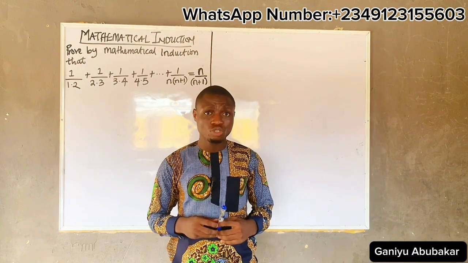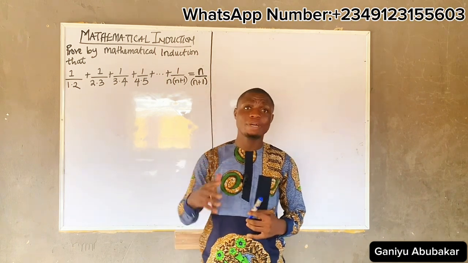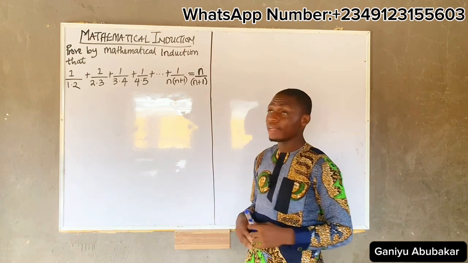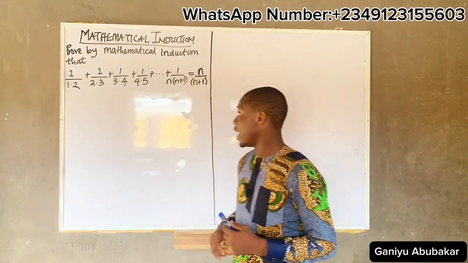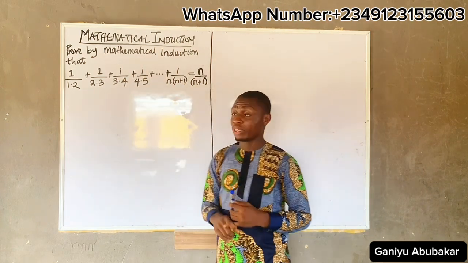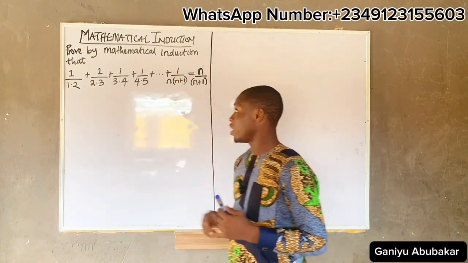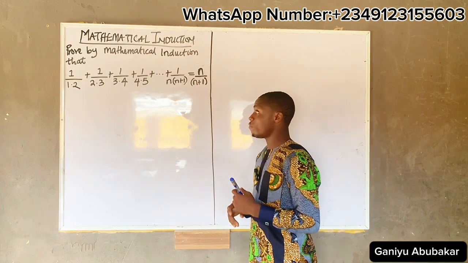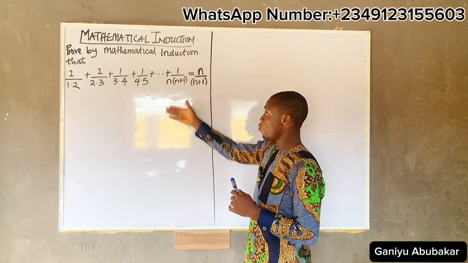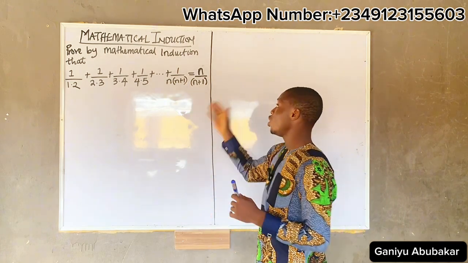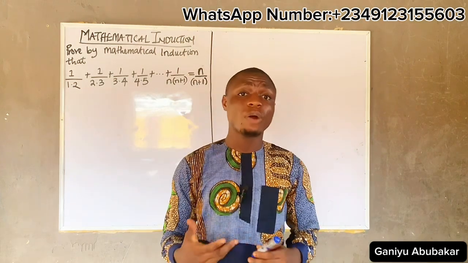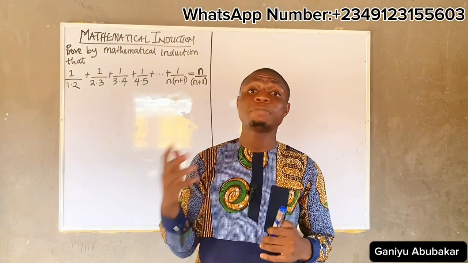Let's dive into solving this particular question in mathematical induction. First, it says prove by mathematical induction that 1 over 1.2 plus 1 over 2.3 plus 1 over 3.4 plus 1 over 4.5 plus ... plus 1 over n into n plus 1 is equal to n over n plus 1. Check out our introduction to mathematical induction.